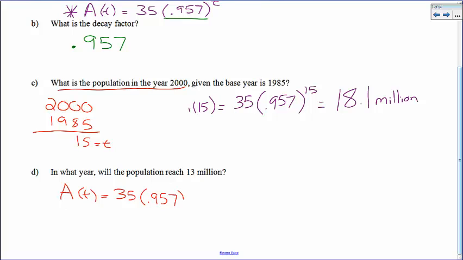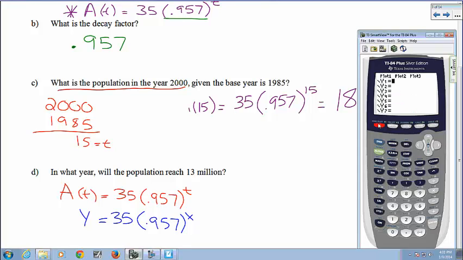So here I'm going to rewrite my formula for this situation. Now I am rewriting it where y takes the place of a of t and x takes the place of t in the formula. Next, using the y equals application on your calculator, you want to enter the equation as shown. So here I'm going to, for y1, plug in 35 times 0.957 raised to the exponent x.